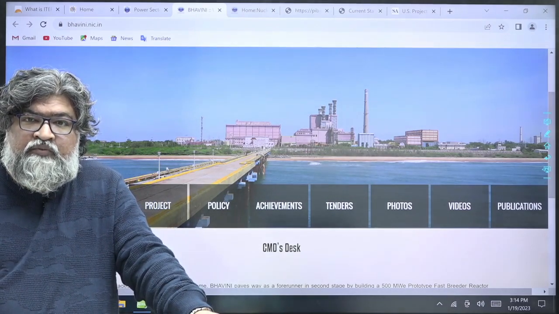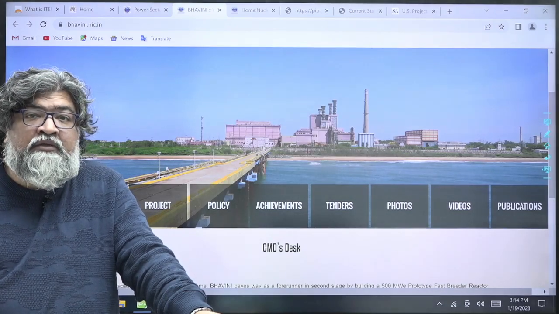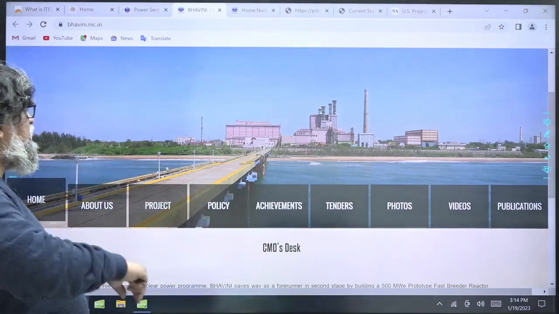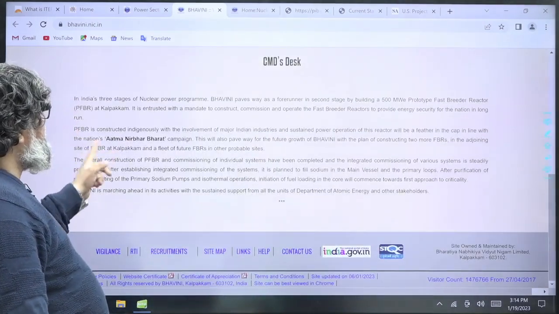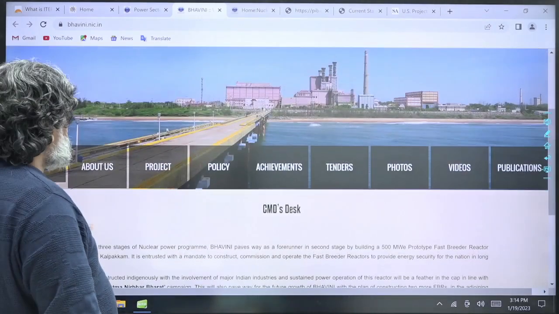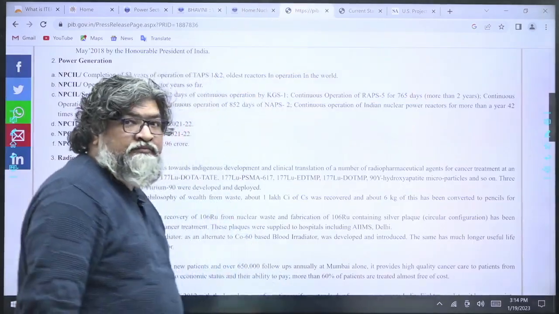Right? But you can see the construction and operation part. And already we have started the power program there. What you see in the photograph here, this is now being done here. Fast breeder reactor, Atmanirbhar Bharat, in this context. So this is what I mentioned here, so that you are aware of it.